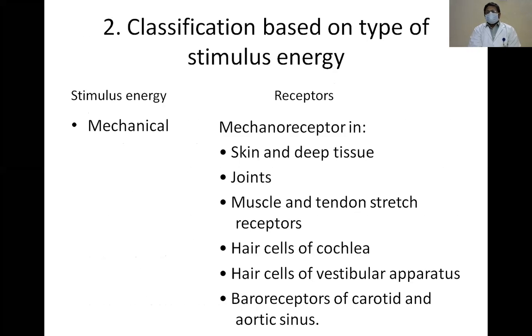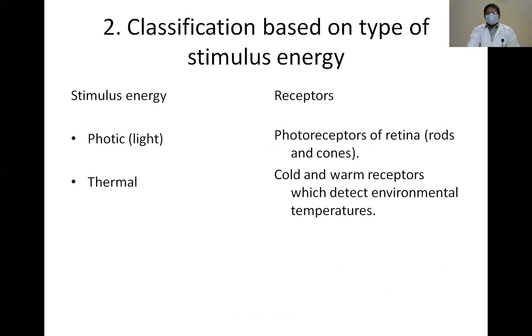The classification based on the type of stimulus energy. The mechanical receptors are present in the skin, deep tissue, joints, muscle and tendon, the stretch receptors, the hair cells of the cochlea, the hair cells of the vestibular apparatus, and the baroreceptors of the carotid and aortic sinuses. These are examples of mechanical stimulus energy.